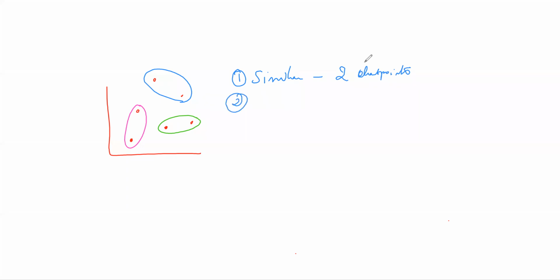And similarly, these two can form one cluster. Similarly, these two can form one cluster. But as I told you, dissimilarities are observed between the clusters. The first point is that similarities are observed between the data points, whereas dissimilarities are observed between clusters.